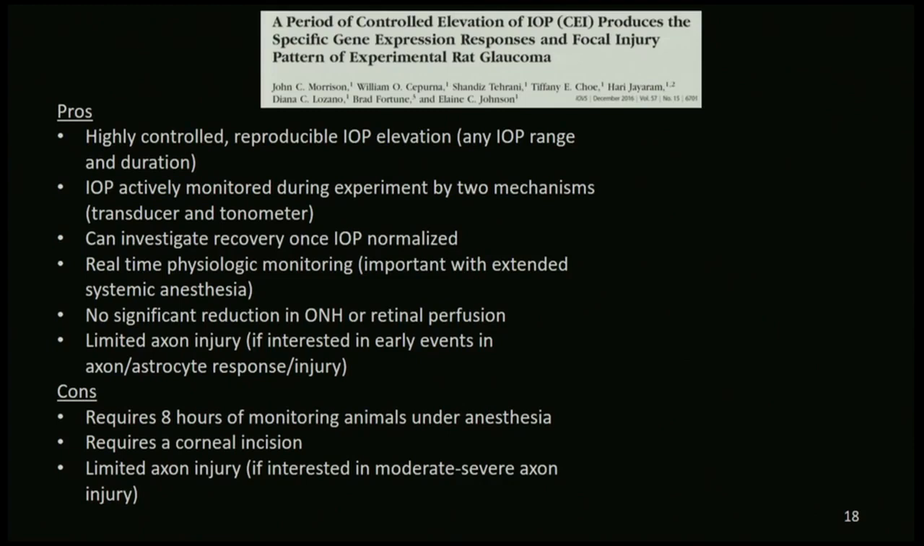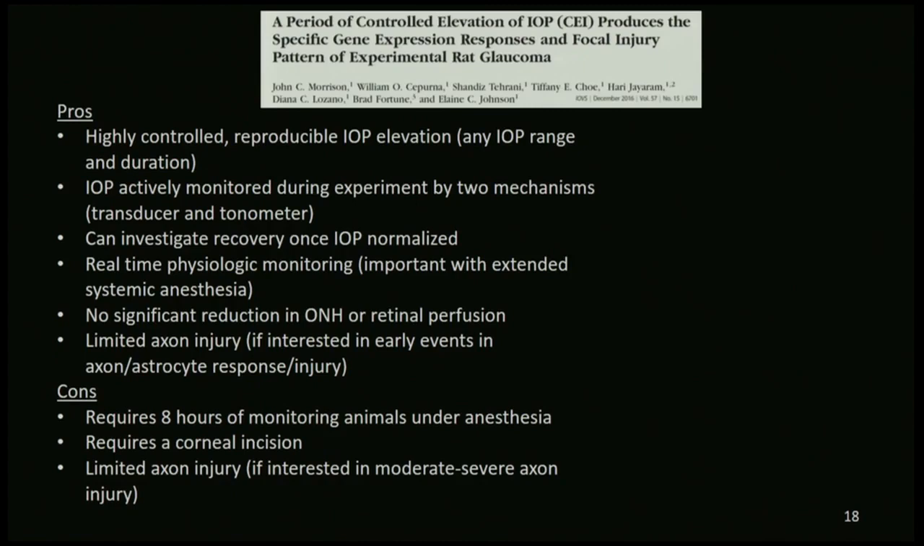IOP is actively monitored during the experiment by two mechanisms, again, the transducer and the tonometer. You can investigate recovery once IOP is normalized. You can get real-time physiologic monitoring of animals, and again, that's really important with extended systemic anesthesia, as we talked about, particularly when it comes to blood pressure.